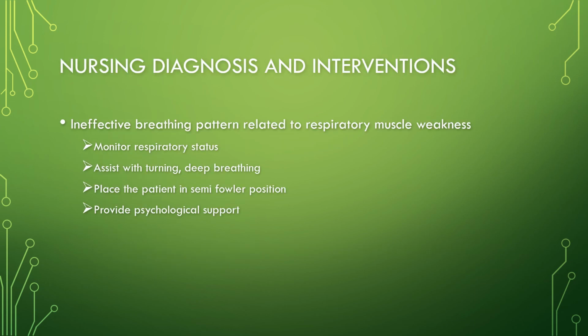Nursing diagnosis and intervention for myasthenia gravis. Our first diagnosis is ineffective breathing pattern related to respiratory muscle weakness. As a nurse, you should monitor the respiratory status of the patient and watch for signs of crisis and distress. You should assess the patient with turning, deep breathing, and coughing at least every 2 hours. You teach the patient coughing techniques, and you place the patient in semi-Fowler position. This position expands the lungs and relieves pressure from the diaphragm. And because of our patient's diagnosis, you should provide psychological support.